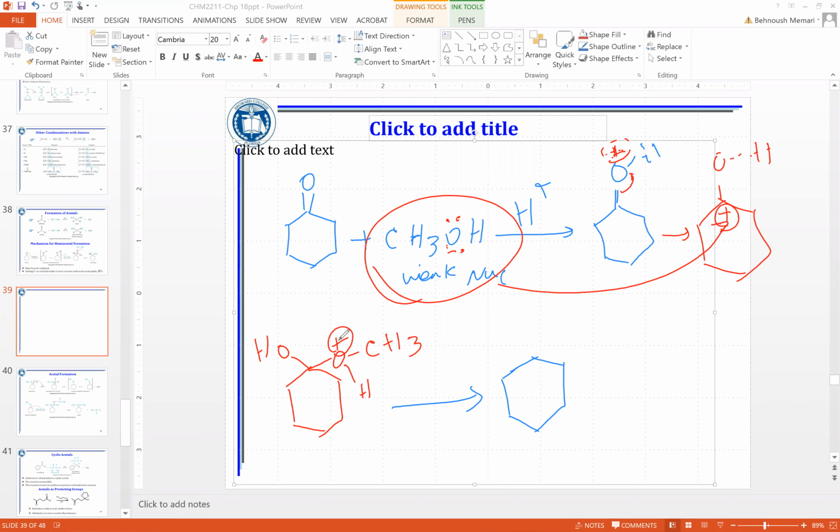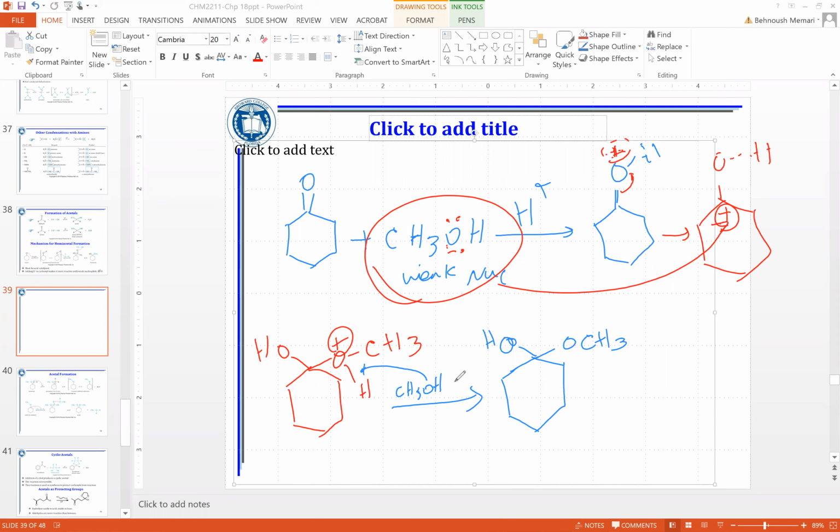If it's not the final product, what needs to be done? We have to take care of this plus charge, right? We have to remove that plus charge. And in order to remove the plus charge, another molecule of alcohol can come in and abstract this hydrogen. So if you bring alcohol, CH3OH, that is going to remove this hydrogen, and you end up with OH on one side and OCH3 on the other side. This is known as the hemiacetal. Okay, so we have a hemiacetal.